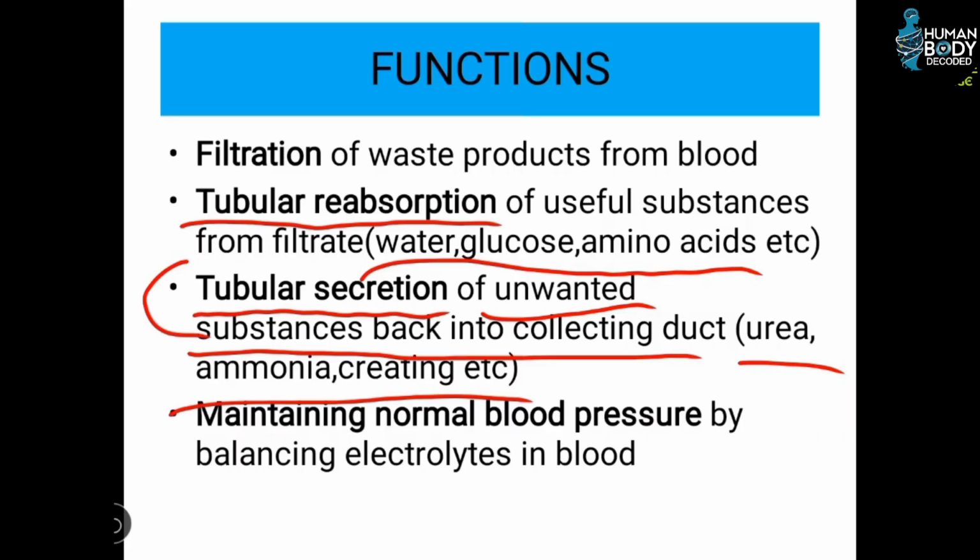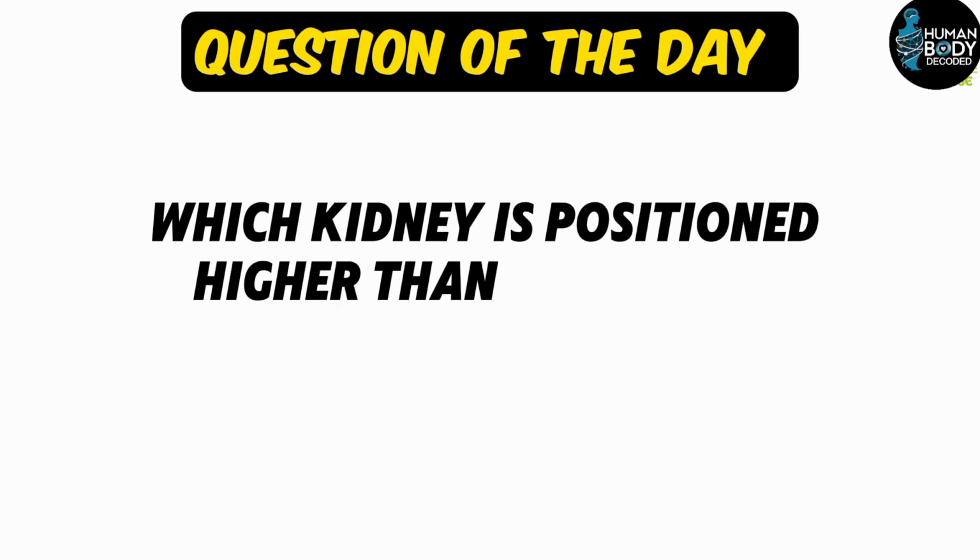The fourth function of the kidney is to help maintain normal blood pressure. There are several mechanisms by which blood pressure is regulated, and the kidney is one of the important organs involved in this process. Now, here is the question of the day: which kidney is positioned higher than the other?